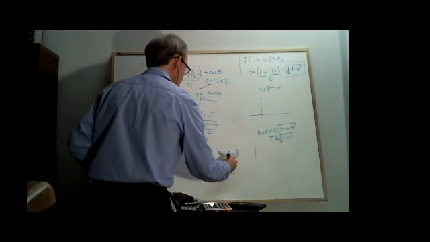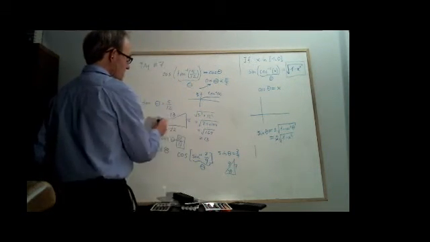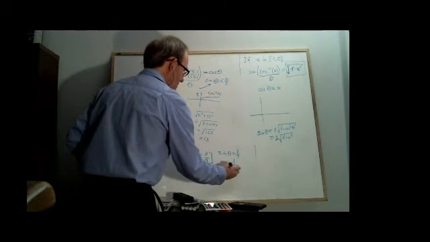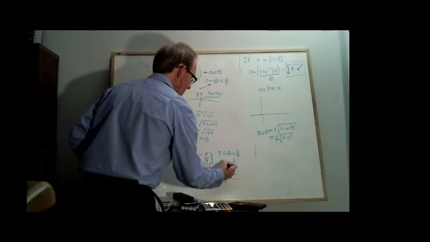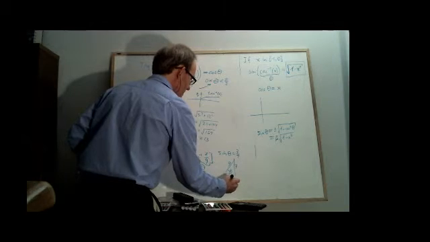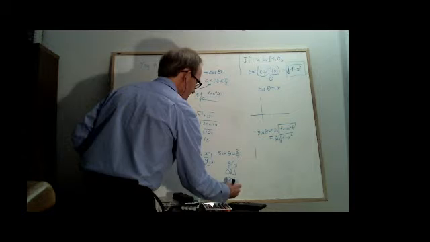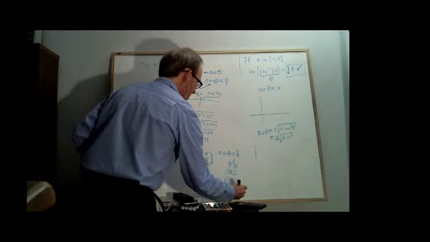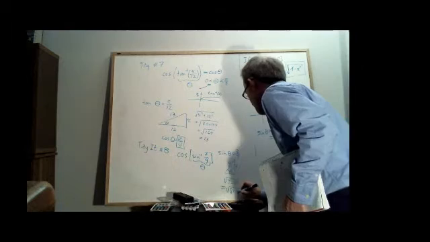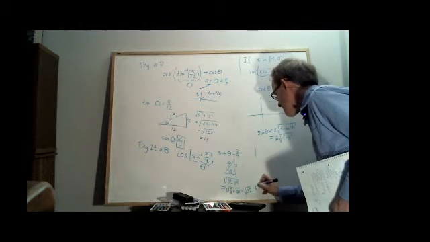Here's 7, here's 9, opposite over hypotenuse. This was, by the way, opposite over adjacent. So opposite over hypotenuse is 9. And the remaining side, you use Pythagoras to get 9 squared minus 7 squared. So that's 81 minus 49, which is square root of 32, which is 4 root 2.